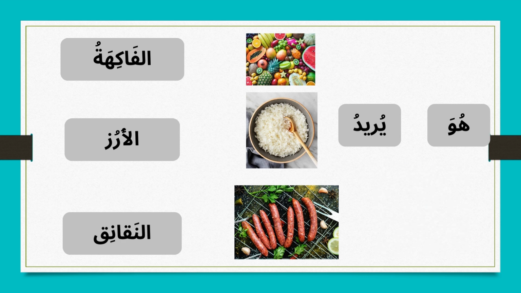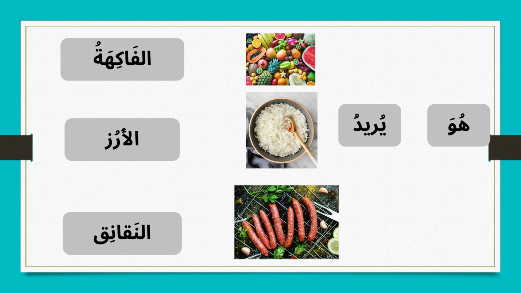The second picture in the middle, it's rice. Rice in Arabic is الأرز. So he wants rice is هو يريد الأرز. And the picture at the bottom is sausages. Sausages in Arabic is النقانق. So he wants sausages is هو يريد النقانق.